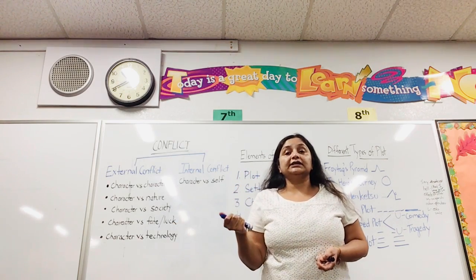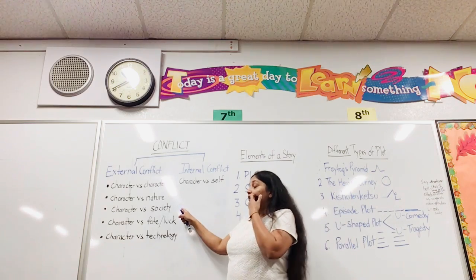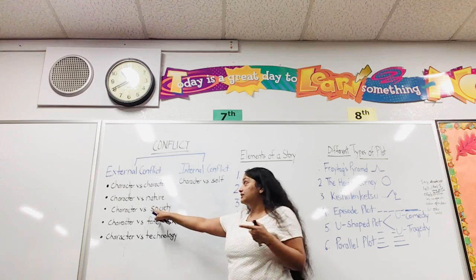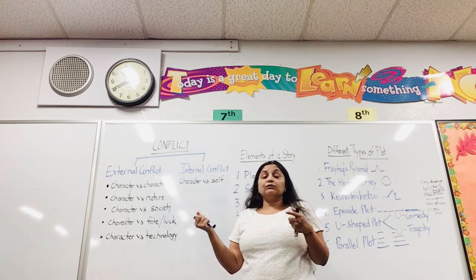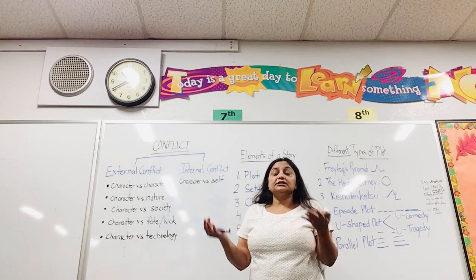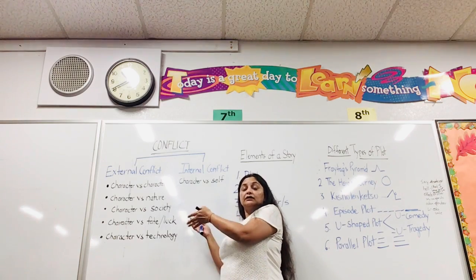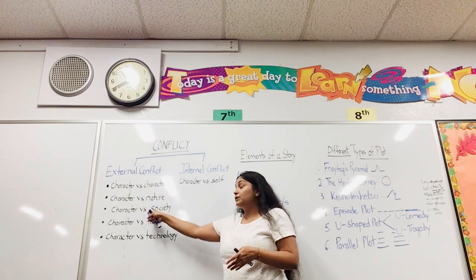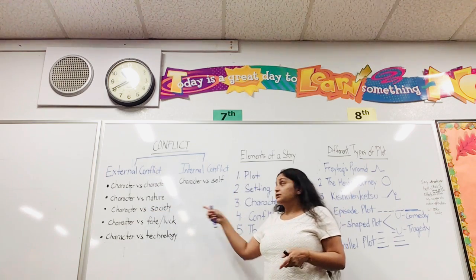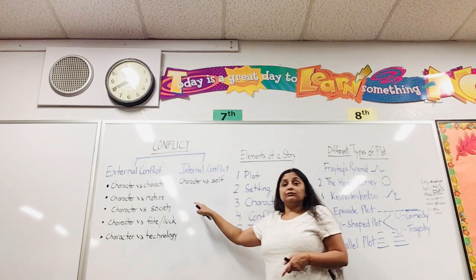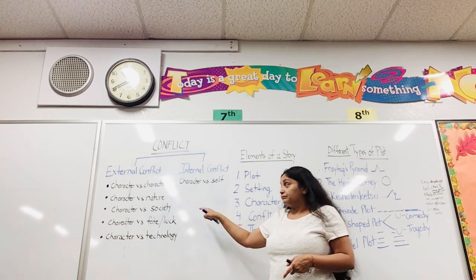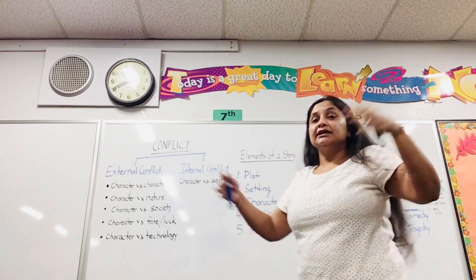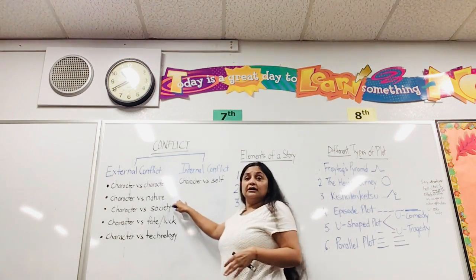Character versus society. Right now you are reading the book I Am Malala. That's a great example of character versus society. Malala wants to change the education system, the rules which are different for boys and the rules which are different for girls. She wants to change it. So she is raising her voice against the society. That is character versus society, when one character, a hero or the protagonist, stands against the society.